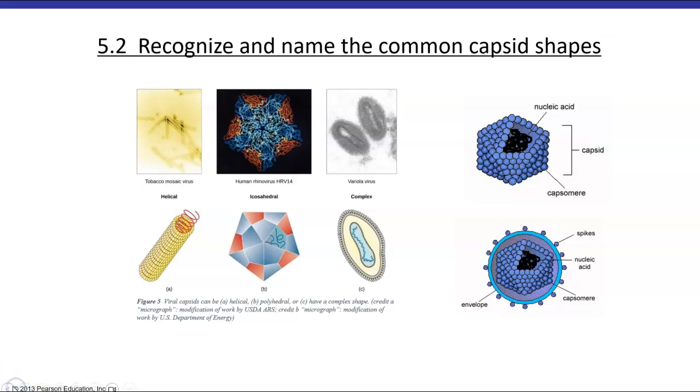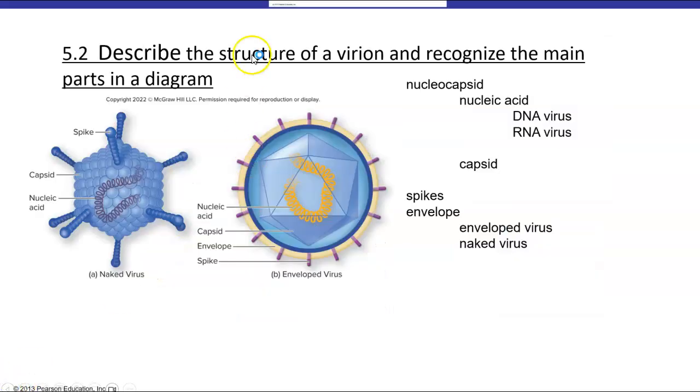We're in section 5.2, and our first learning outcome is describe the structure of a virion and recognize the main parts in a diagram. A virion just means a single unit of a virus, so one virus particle. Every virus has what we call a nucleocapsid, and that nucleocapsid is made of nucleic acid and a protein structure called a capsid. So the nucleocapsid is the minimum structure of all viruses.